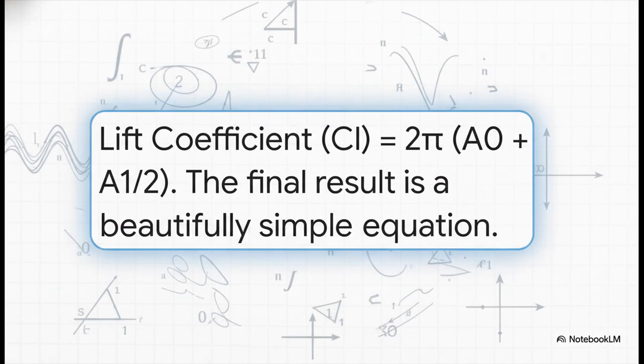And check this out. After all that calculus and transformation, this is what you get, the final equation for the lift coefficient. It's just beautiful, so simple and clean. It boils down to just 2 pi, multiplied by those coefficients we just found. I mean, that's what mathematical elegance is all about, right? Taking something complex and making it simple.